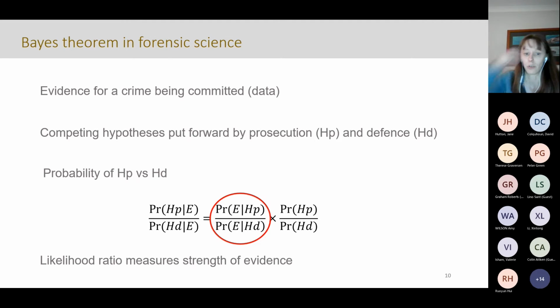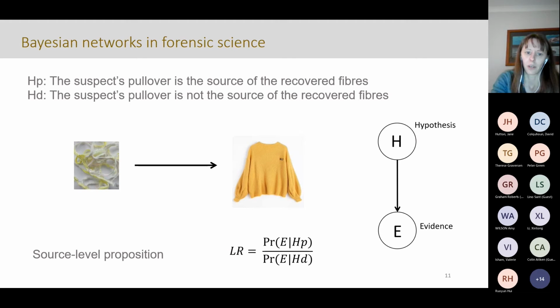So likelihood ratio measures are a really useful way of evaluating evidence and whether it's supportive of given hypotheses. A very simple, straightforward source-level proposition might be put forward to a forensic scientist, such as might occur in a hit-and-run case. If there's been a car involved in a hit-and-run that was recovered by the police, and on this car seat, yellow fibres were found.